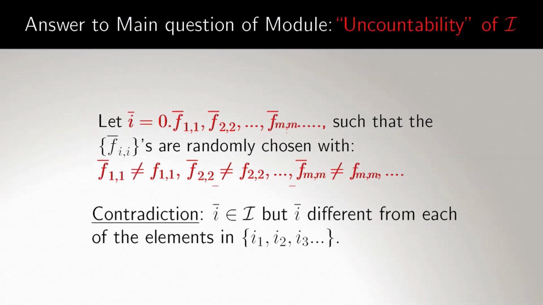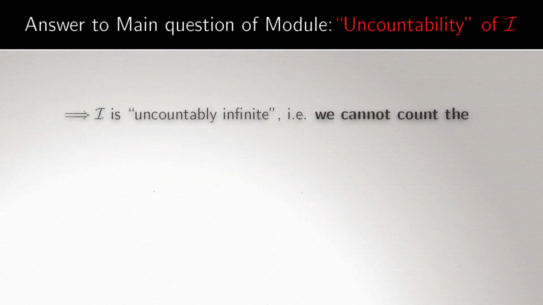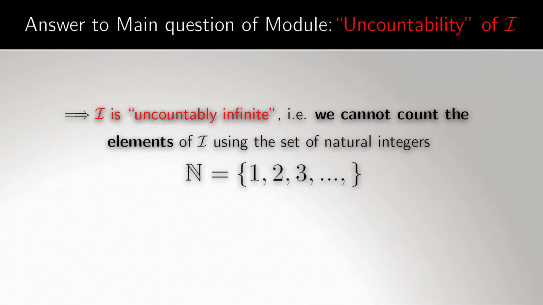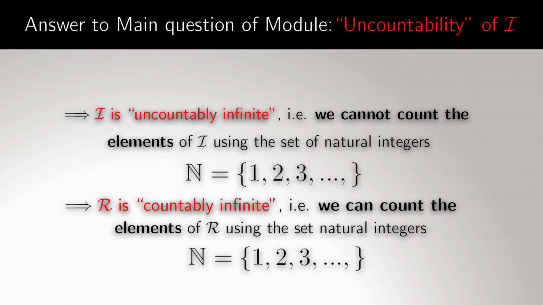So here we get a contradiction. Two facts that contradict each other. On one hand, I bar is irrational. It belongs to I. But on the other hand, I bar is not in the original list that we have assumed, I sub 1, I sub 2, I sub 3, etc. That is, I is uncountably infinite, contrary to R, which is countably infinite.